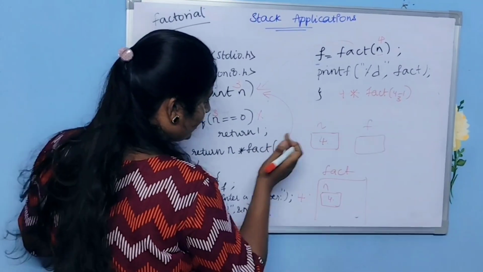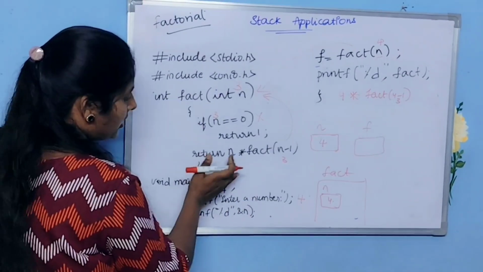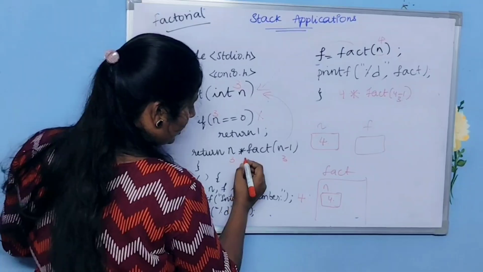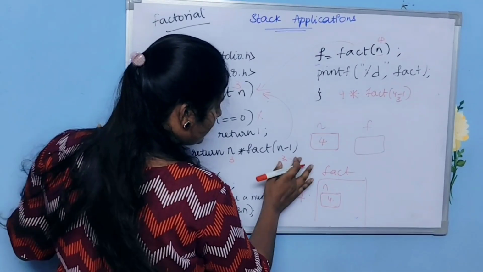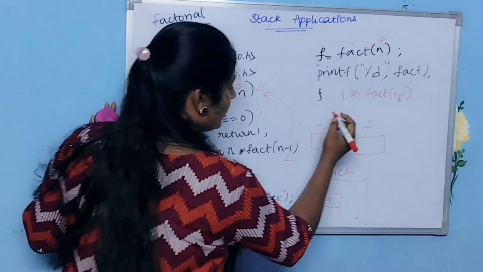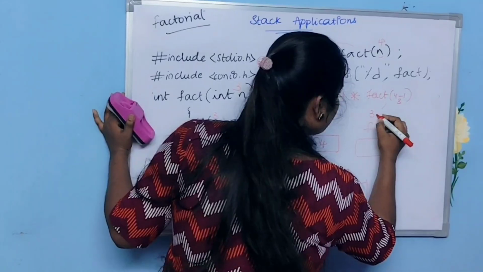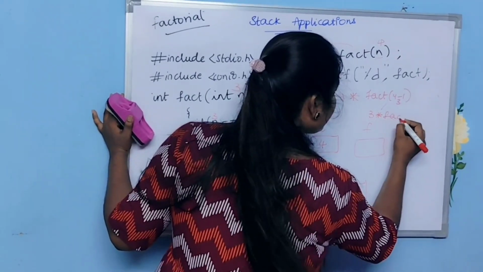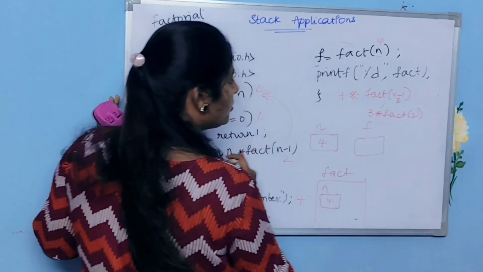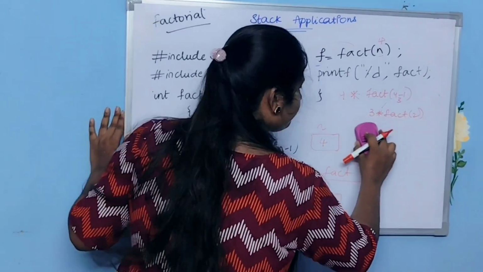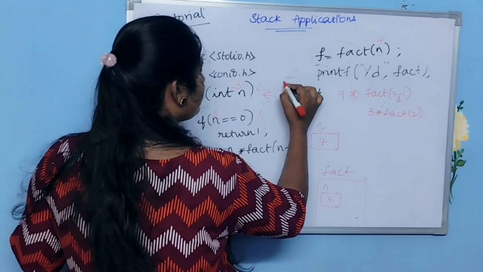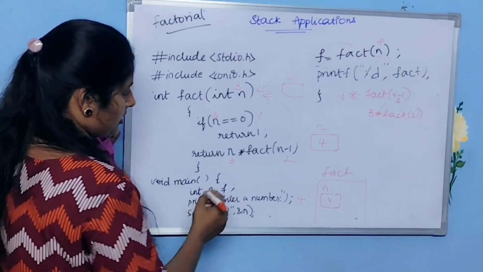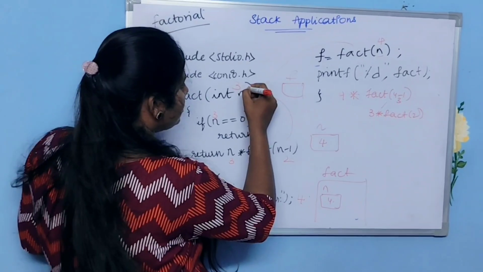So what is my n value? 3 into fact of 3 minus 1, which is 2. Write it over here. So for this, 3 into fact of 2. Okay. Next, now 2 is there. Again function call will be done.